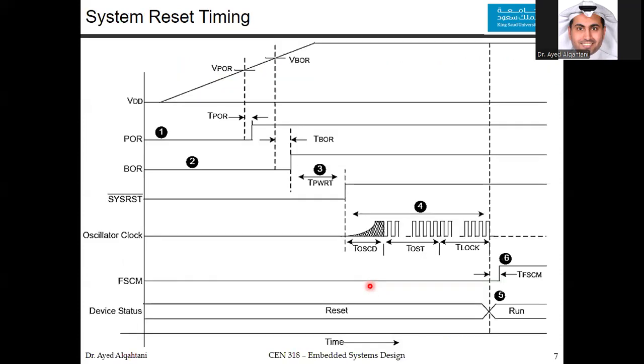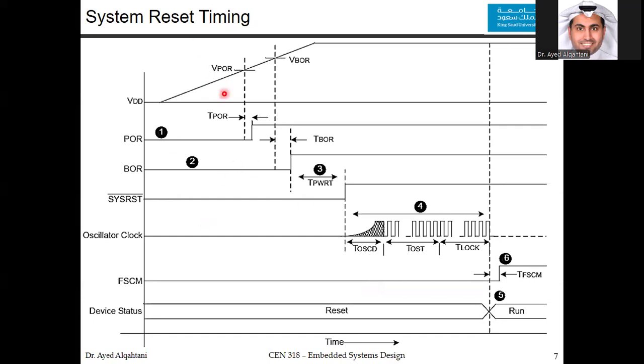Now let's check these events all together. It's like a scenario where you start this microcontroller. You started at the beginning, so obviously you will have a power on reset. And then after a while, you need to supply the oscillator clock for the microcontroller to start working. So what happens during that time?